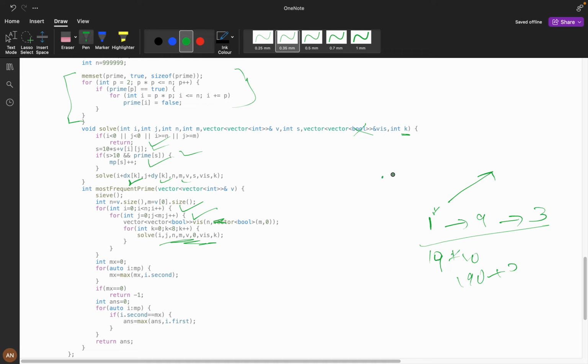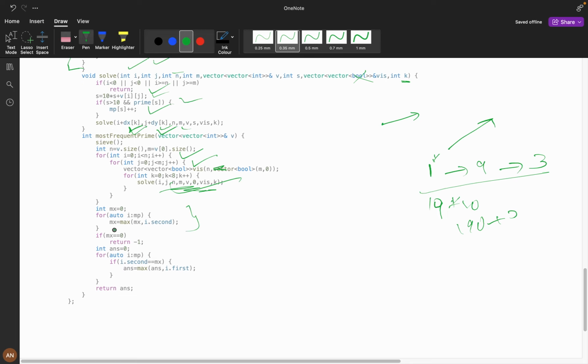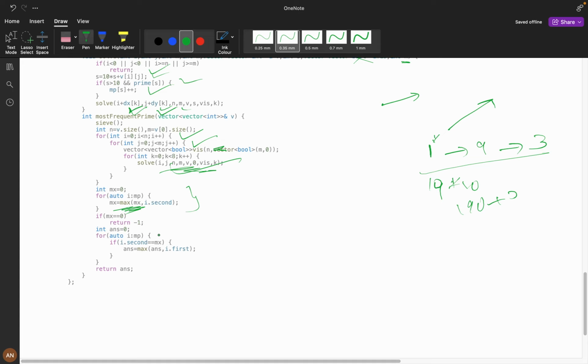That means we only choose the direction in which we are moving, i plus dxk, j plus dyk, with int i and j, n, m. So it is straightforward. After calculating it, we calculate the maximum frequency. After getting the maximum frequency, suppose for 2 my frequency is 5, but 2 is not considered because the number should be greater than 10. So if you are going with 11, my frequency is 5.